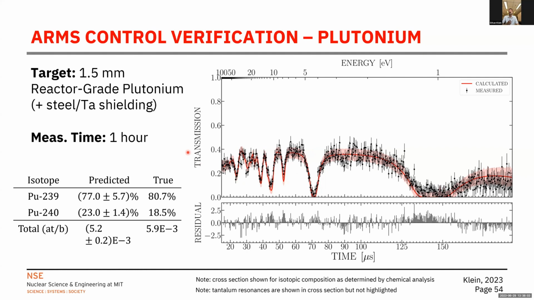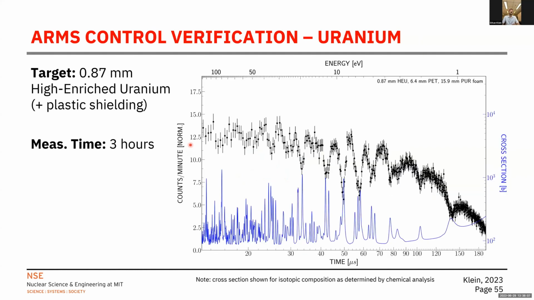The second question is, can we actually do this with high enriched uranium? Here I show the plot for a 3 hour measurement of just under 1 millimeter of high enriched uranium in the presence of plastic shielding. And again, you see that the dips in the black spectrum correspond to the blue peaks in the cross section. Uranium-234, which is present in just under 1% generally in high enriched uranium, we're able to make out here with a small little dip.